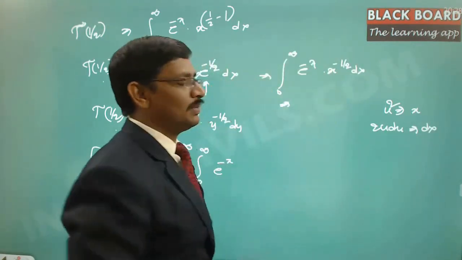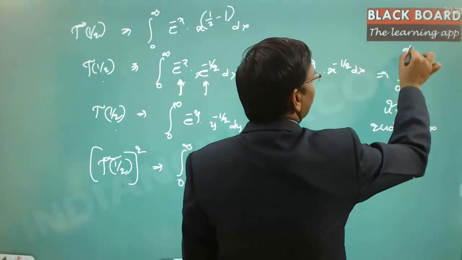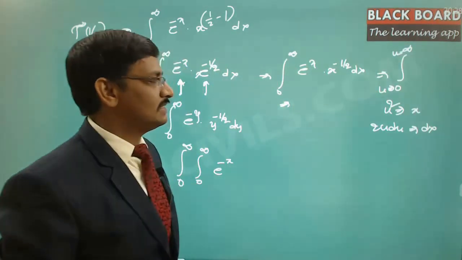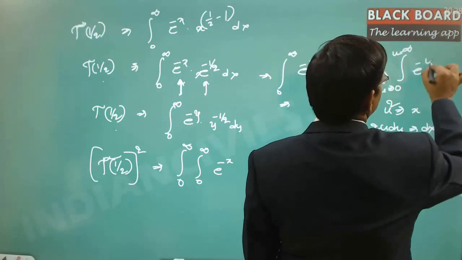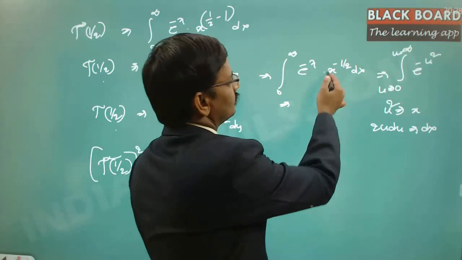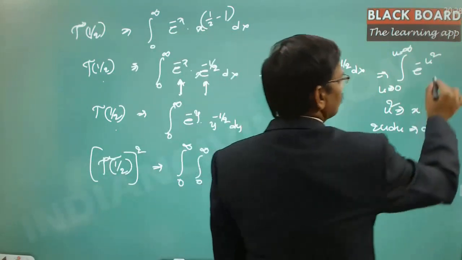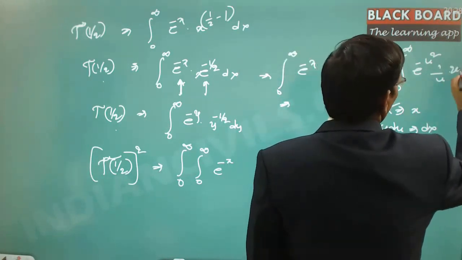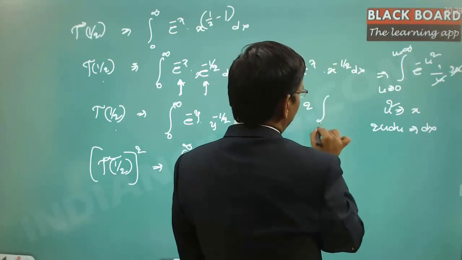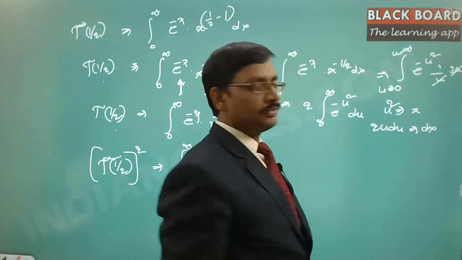So dx can be replaced with 2u du, and this value is further simplified as the limits are again 0 to infinity for the value of u. Then e power minus x is nothing but e power minus u square, and x power minus 1 by 2 is u square whole power minus 1 by 2. This is going to be 1 by u, and then 2u du. So this u will cancel, and finally we are left with 2 times the integral 0 to infinity e power minus u square du. Got it?